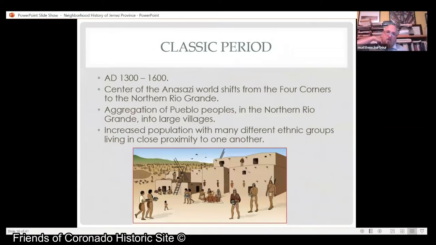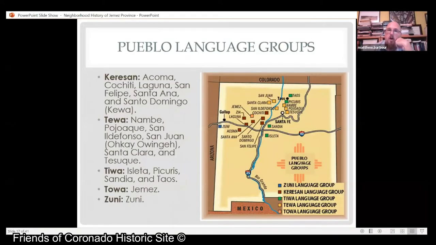So by the classic period, we're talking AD 1300 to 1600. This would be part of your Jemez phase or Jemez period in the Jemez province. The center of the Anasazi world shifts from the Four Corners to the northern Rio Grande. There is aggregation of Pueblo peoples into very large villages and increased population, with many different ethnic groups living in close proximity to one another. Here is a distribution of Pueblo language groups today.